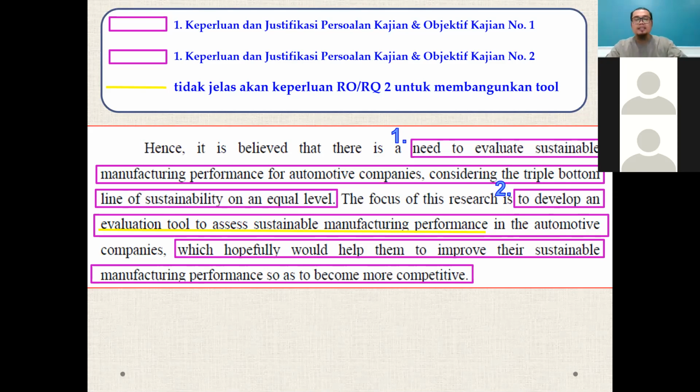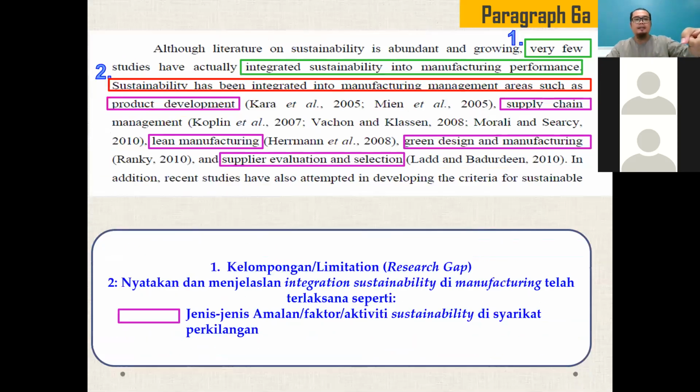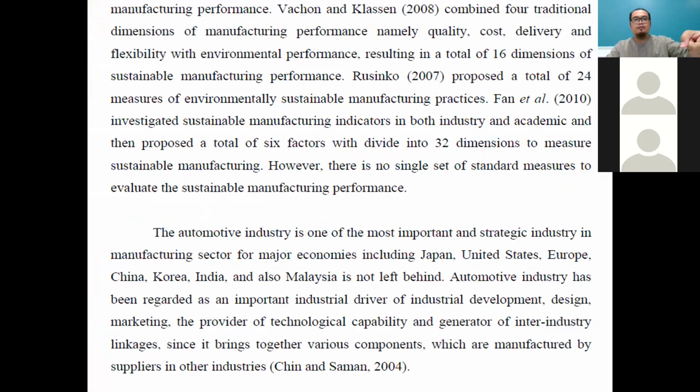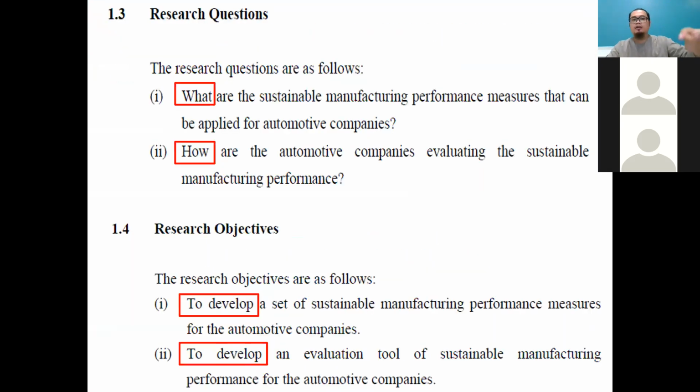That's why from this, we just double check their objective. Okay, this one is their objective: to develop a sustainable manufacturing performance measure. Yes, you have highlighted this in your problem statement. To develop an evaluation tool. Oh yes, you also highlighted this in your problem statement. Very clear. So your objective, problem statement, and research background are aligned.